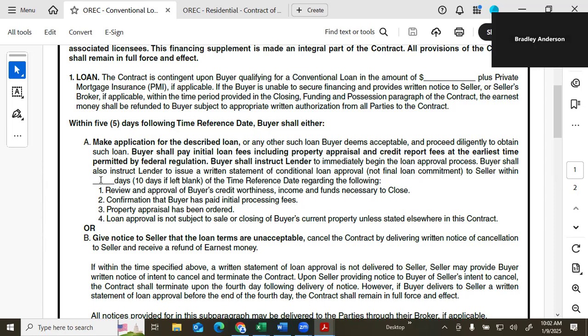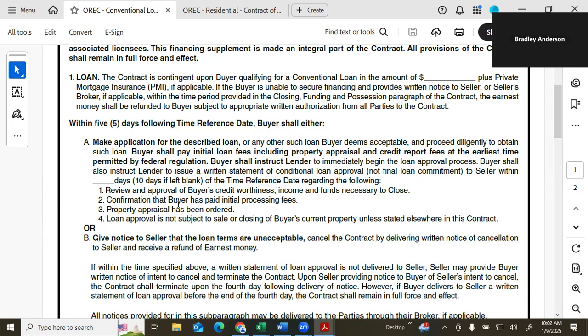It should be pretty much everything before it goes to underwriting. So that is going to be somewhat dictated by the buyer's lender. If the lender says, yeah, I can get all this done in 14 days or 15 days, put that in there. All right. But then it goes on to say within X amount of days of the time reference date regarding the following. So these are the deliverables within this prescribed amount of time that the lender has to give to the seller. Review and approval of buyer's credit worthiness, income and funds necessary to close.